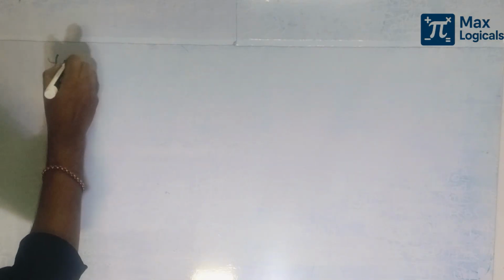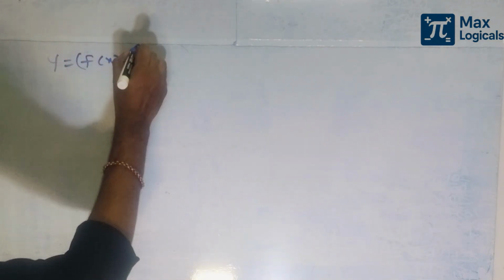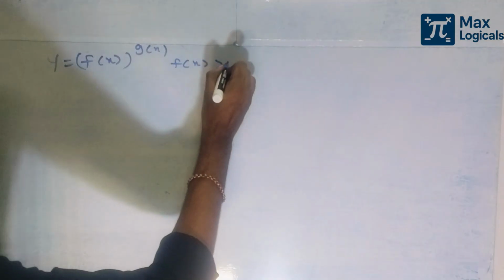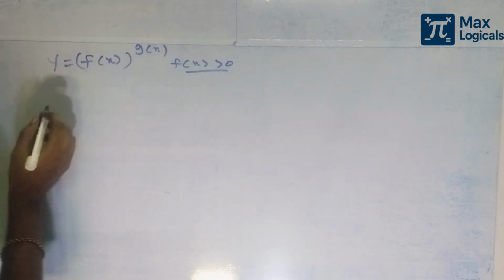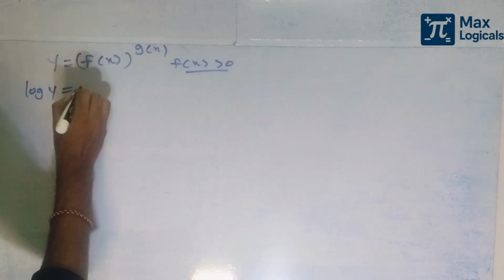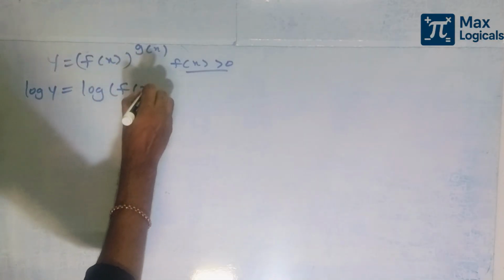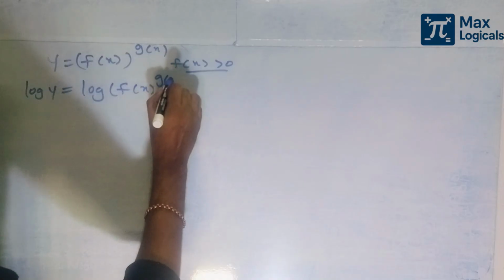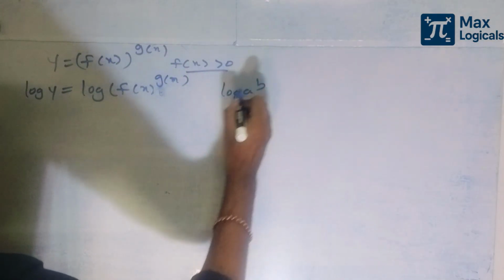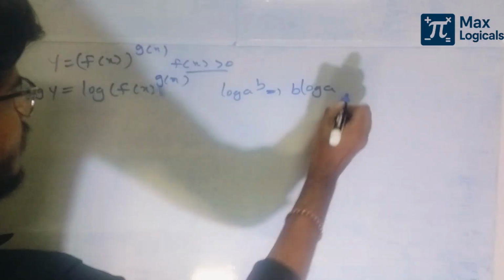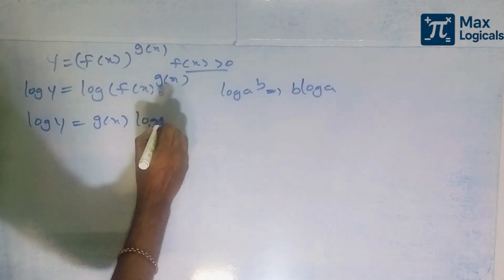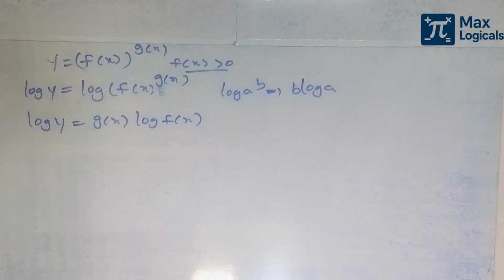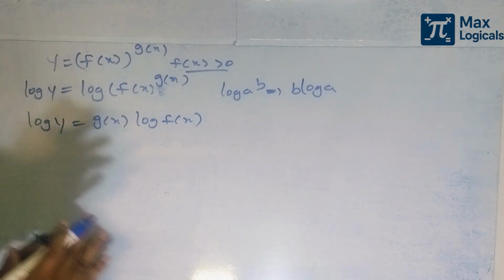If we have y equal to f of x whole power g of x, where f of x is greater than 0, now we find the differentiation of the y function. We apply the logarithmic function on both sides: log y equal to log of f of x whole power g of x. Log a whole power b equals b log a. That is, log y equal to g of x log f of x. Here my function is log y equal to g of x log f of x.